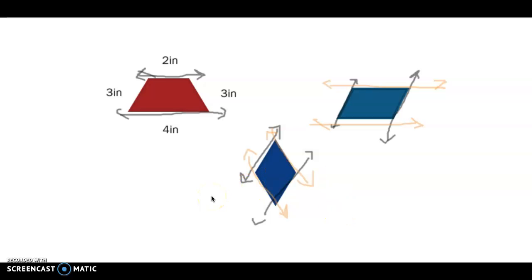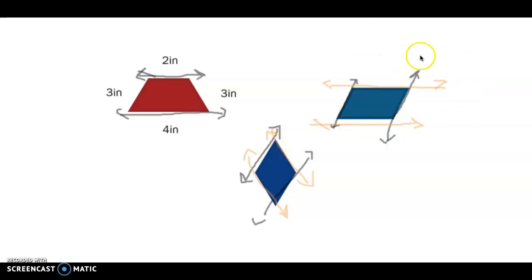When there's two sets of parallel lines and all the sides are the same length, what is that called? A rhombus. Say that word with me, a rhombus. So I could call this shape a quadrilateral. If I was even more specific, I could call this shape a parallelogram. But if I was even more specific, I could call it a rhombus, because then I would know that it has four sides, it has two sets of parallel lines, and all of my sides are the same length.